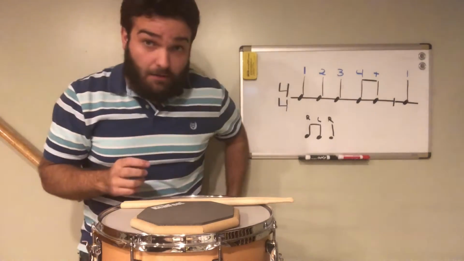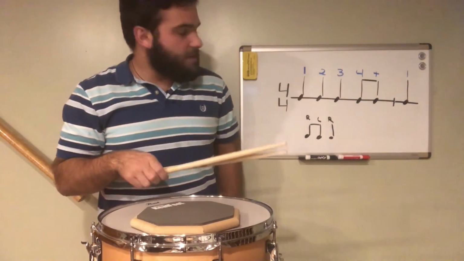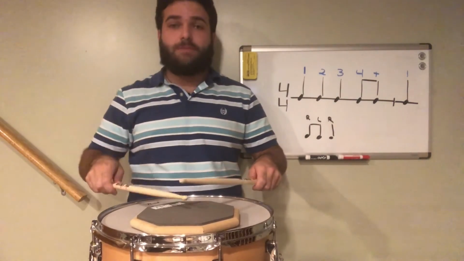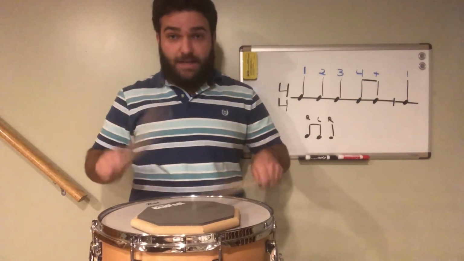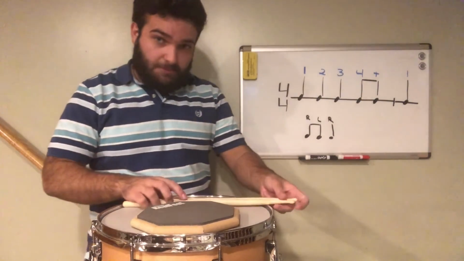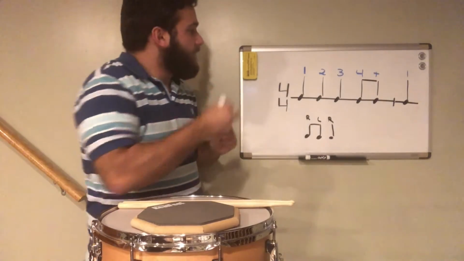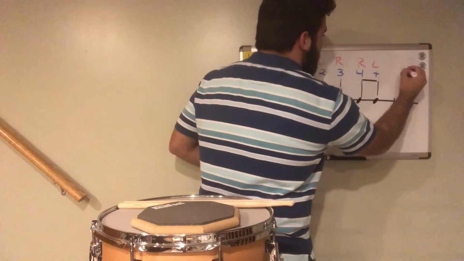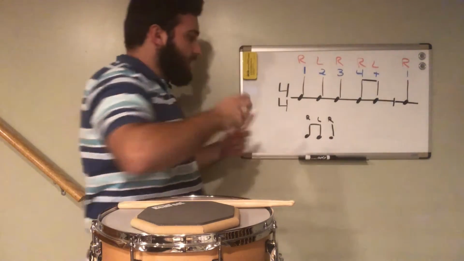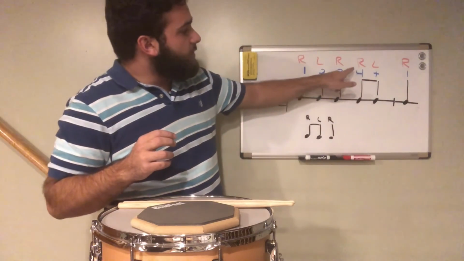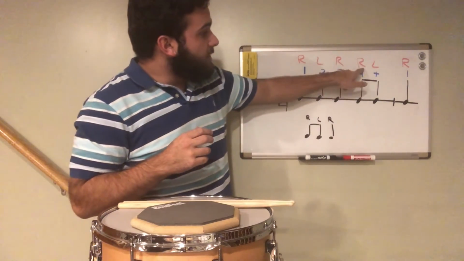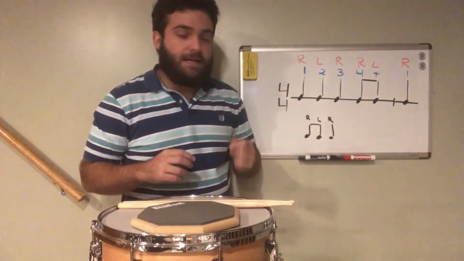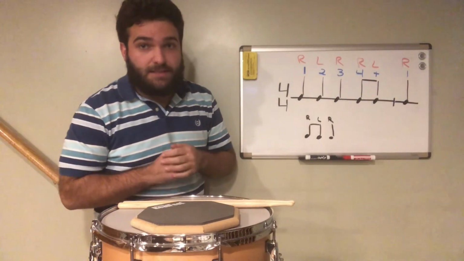So I'm going to go ahead and play that real quick. Ready? 1, 2, 3, 4, and 1. Now notice I doubled up again on the sticking. I played right, left, right, right, left, right. Now the reason I doubled up here is because if I were to go right, left, I would be starting our new measure on the left hand. And most times we're going to want to start on the right, so that's easier for us to play.